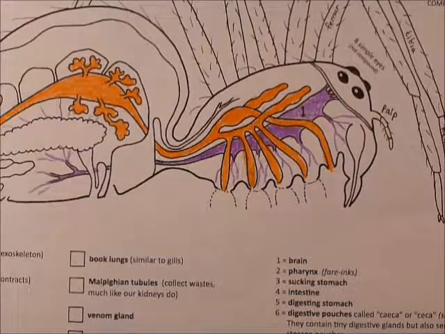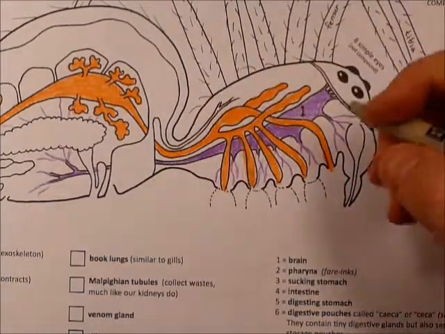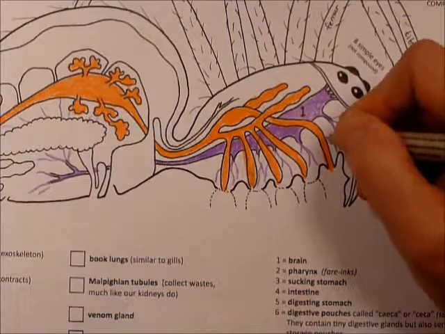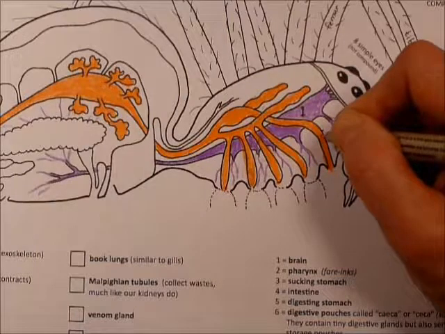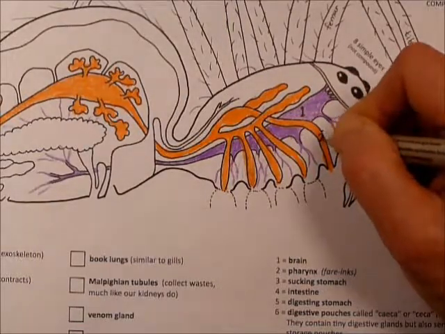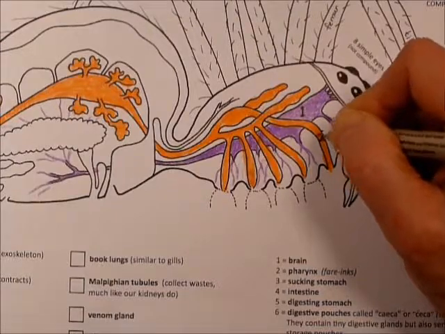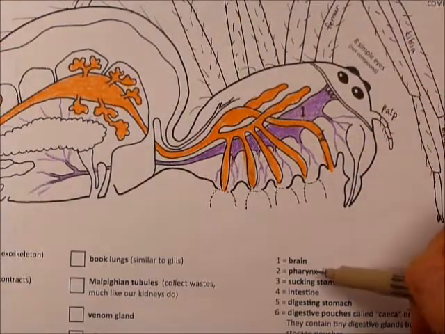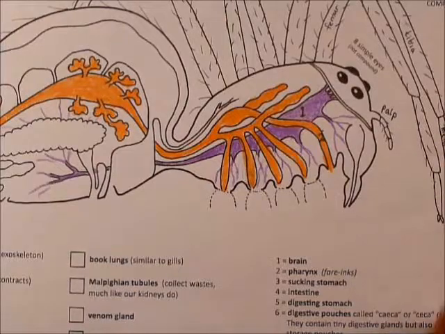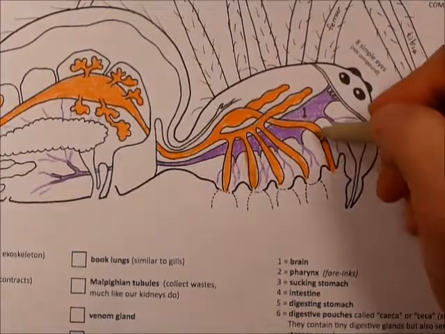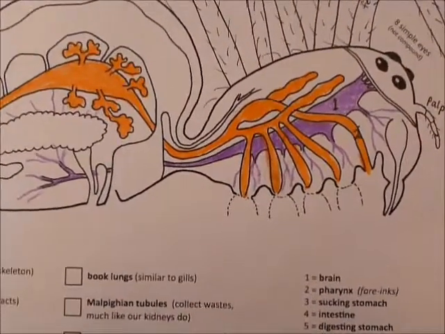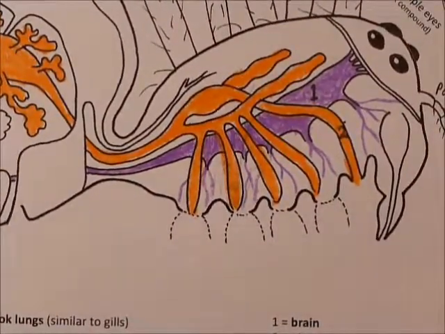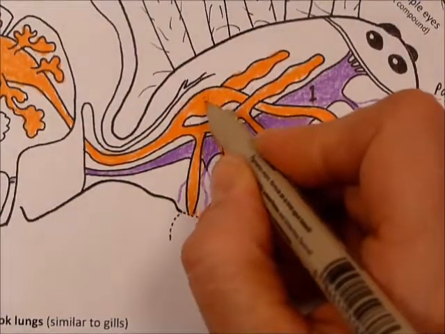So let's label some of these parts. I'm going to use my black, and we'll talk about them again as we label them. So number 2 is the pharynx. You can write it right on there or next to it on the side. Either way, that's a number 2. Pharynx is the fancy word for throat. So we go back here and we have number 3, the sucking stomach. Try to zoom in there. It's this right here.